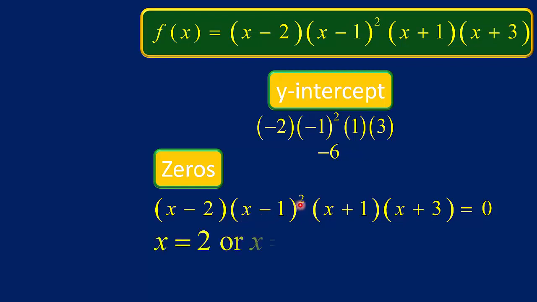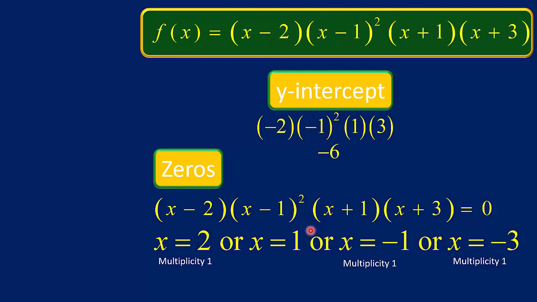Now, I'm going to go ahead and solve this. And I get x equals 2, x equals 1, because it doesn't matter if it's squared there. If x equals 1, that's a solution to this equation. X equals -1 for there, x equals -3 for here. But here's the thing. All of these factors here are raised to the first power.